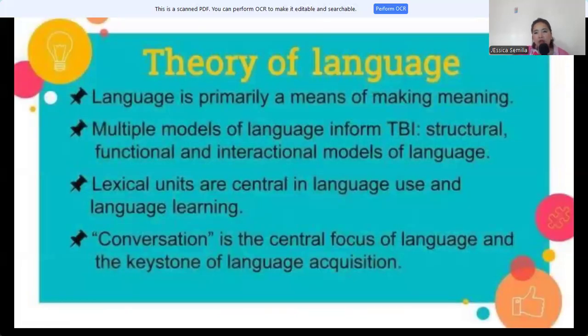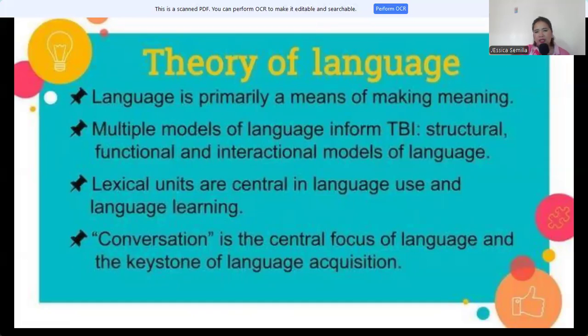So here, the theory of language under TBI or the task-based approach is that language is primarily a means of making meaning. Students need to make meaning. Multiple models of language inform TBI, which are the structural, functional, and interactional models of language.